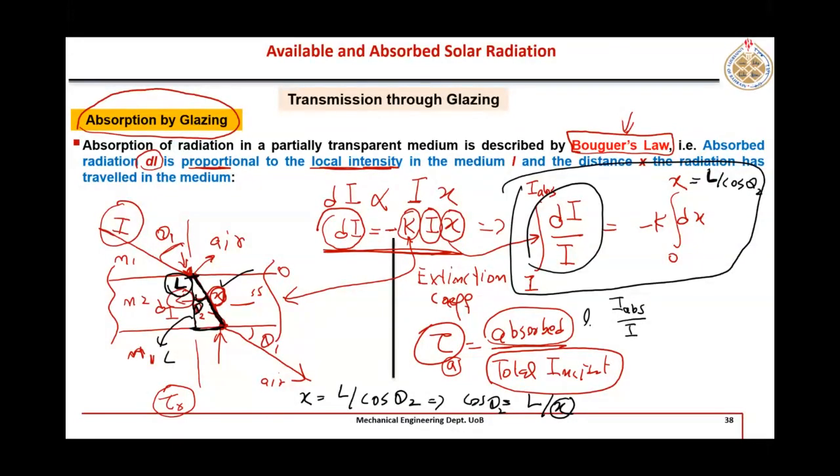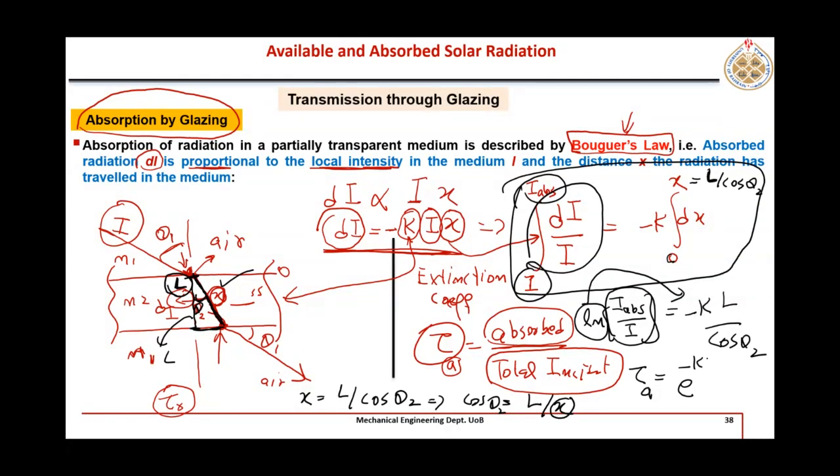All right, but that is log. Okay, ln of, because this is dI over I, so that integral is ln, natural logarithm of I. And then if you apply these limits, is equal to minus k. Here it will be x. Okay, and x limit is from 0 to L, so it will be minus kL over cos θ2. Now if you take this ln on the other side, this is left, that is transmittance when only absorption losses are considered. When ln goes there, then it is e to the power minus kL over cos θ2. So now here is that correlation of transmittance when only absorption losses are considered.